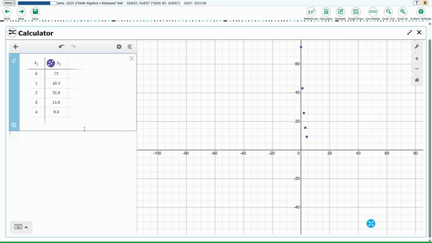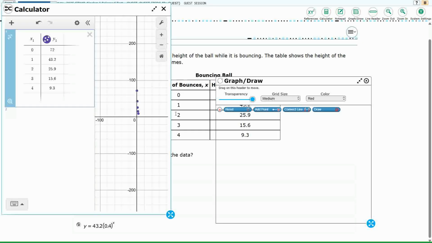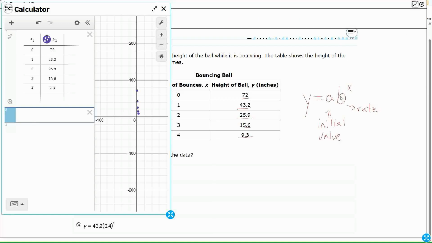Okay. So what we do next here is going to be key. We are going to take our standard form here. Remember, this is y equals a times b to the x, but we need to be very specific. Okay. So the y is not just y. The y is our y sub 1 because that's what we're using in here. So we're going to do y sub 1.